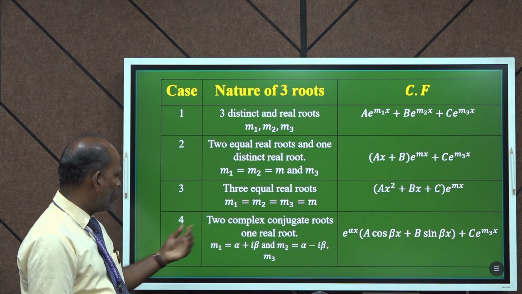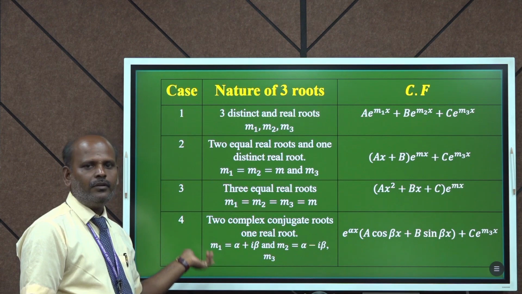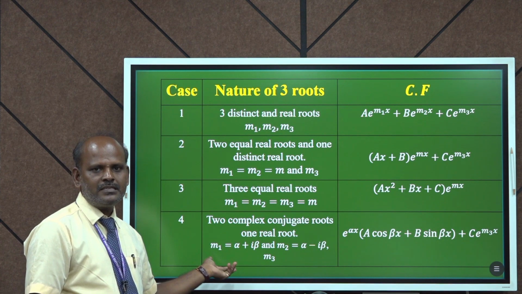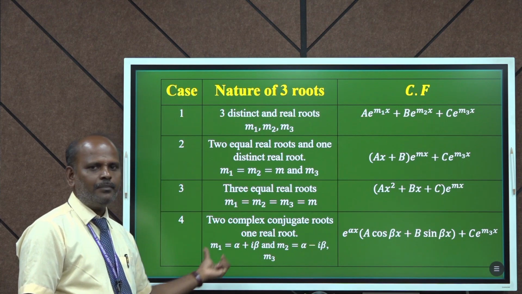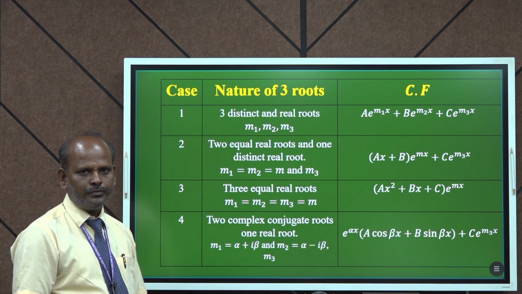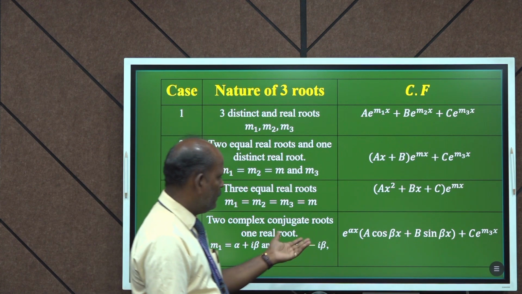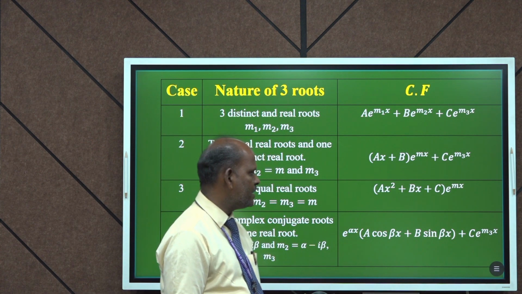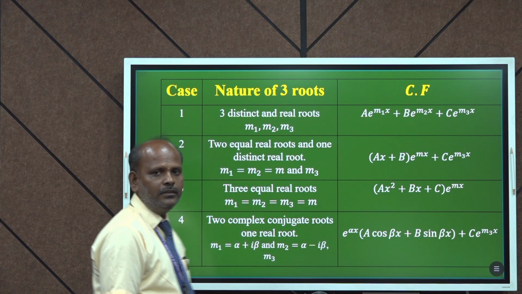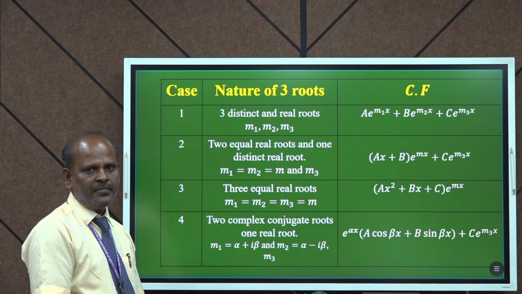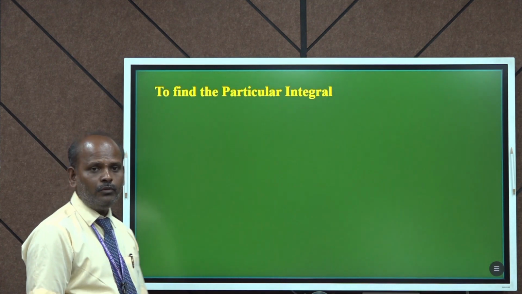Suppose our roots are complex, and complex roots always occur in pairs of the form alpha plus or minus i beta. Here alpha is the real part and beta is the imaginary part, and the third one is a distinct root. In that case, our CF is e power alpha x into (a cos beta x plus b sin beta x) plus c into e power m3x. This is the formula for finding the complementary function. Next, the formula for particular integral.